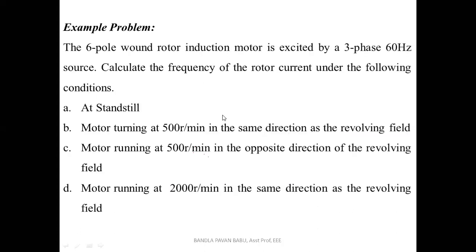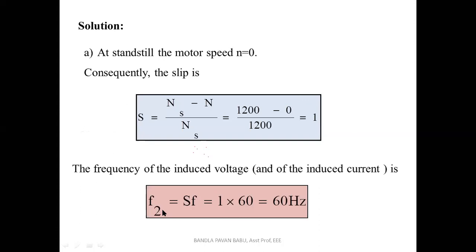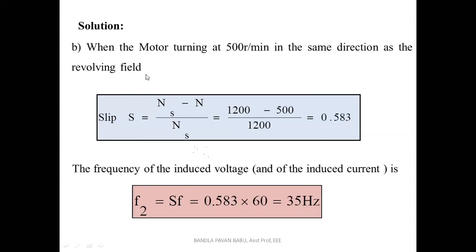Okay, so they have asked that in each case we need to find out the frequency of the rotor current. Frequency means f2r or fr, so don't get confused. Rotor frequency in some textbooks is termed f2r, or it may be f2, which is equal to slip into supply frequency. At this condition slip is 1 and the supply frequency is 60, so the rotor frequency is also 60 hertz. From this we can conclude that at standstill the rotor frequency is equal to the supply frequency. Okay, fine.